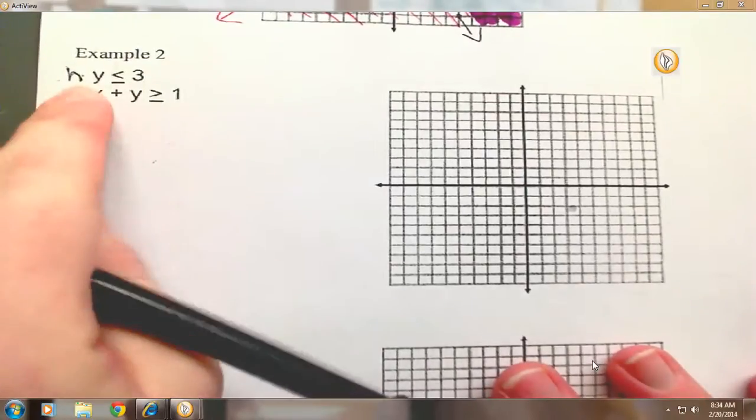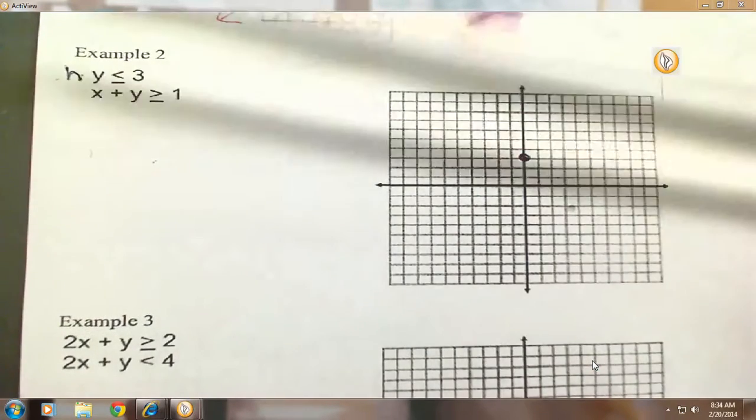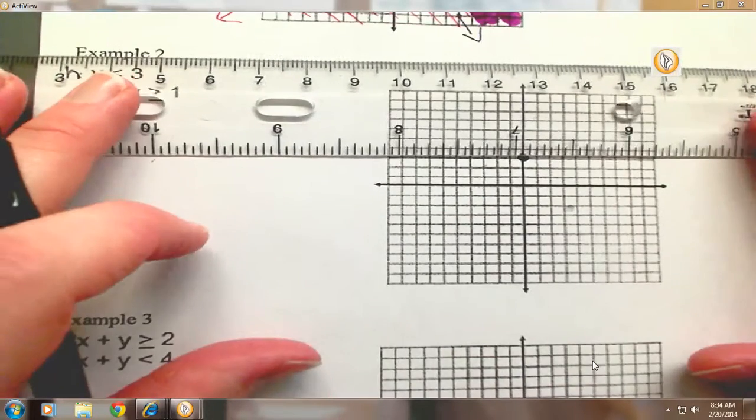We know it's going to be a horizontal line at 3. We've got that down, correct? Correct. So let's go ahead and draw our horizontal line at 3. Now, will we draw a dash or a solid line? Solid. In this case, it will be solid.